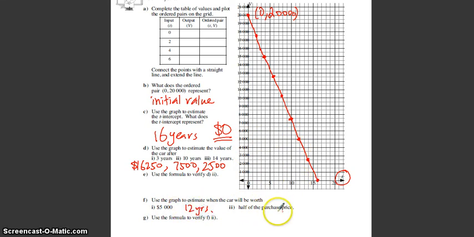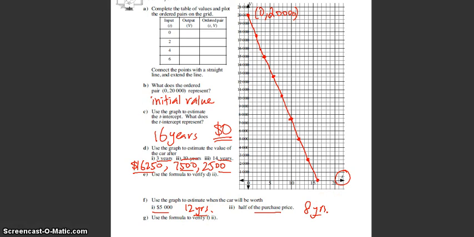Half of the purchase price. So 20,000, half means 10,000. Cutting through at 10,000 here will be 8 years. So you just examine the graph. Sometimes you need to look at the x and then get y. Sometimes you look at the y, you get x. Make sure you don't confuse the x and y. That's the whole thing.